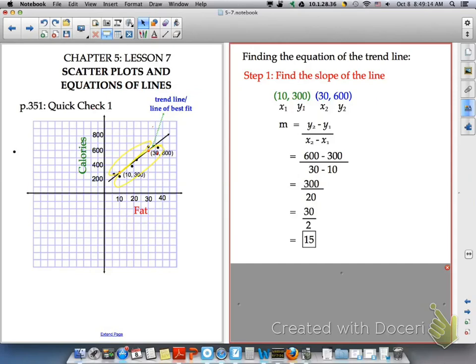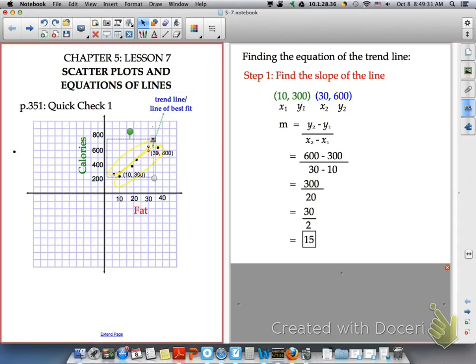Lucy? Why didn't you just do rise over run? Because if it's already on the graph, like with the grid. That's a great point. I could have done that. So you can say the rise is 1, 2, 3, 300. Run is 10, 20, 30, 40. No, it's 10, right? So 10, 20. So it's going to be 300 over 20. You could have done that too.